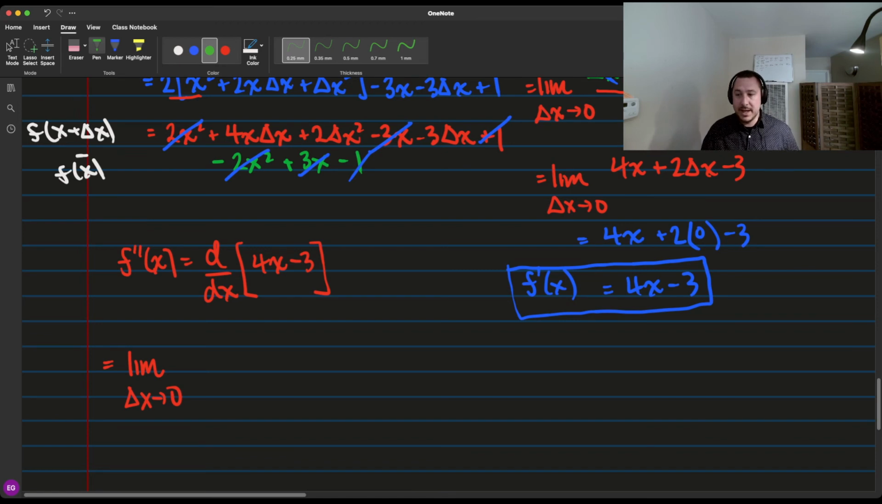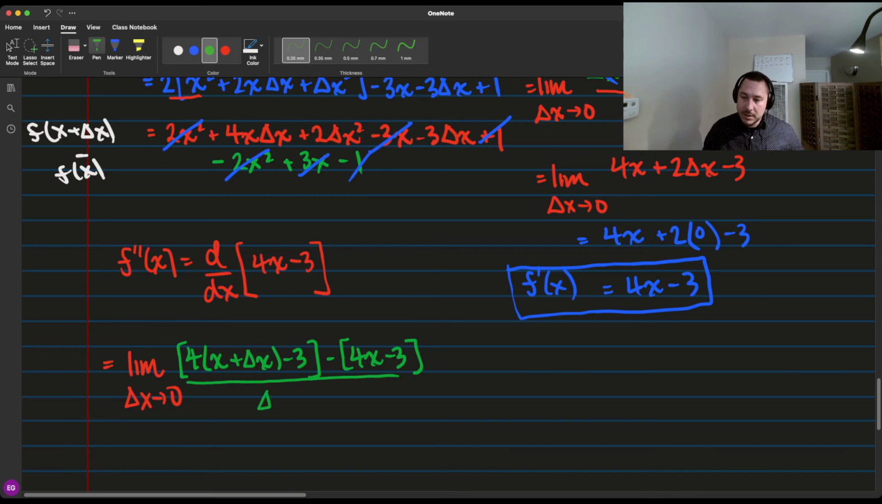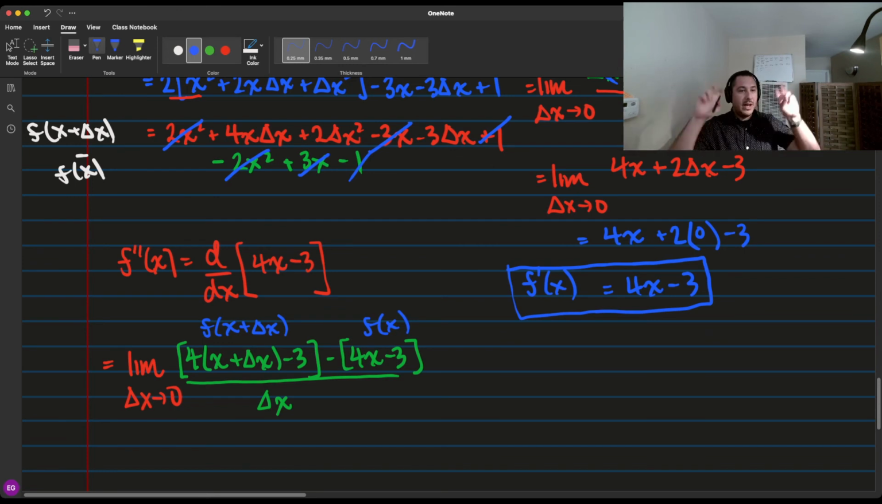f of x plus delta x, which is going to be 4 times x plus delta x minus 3. That's your f of x plus delta x, but the function you're dealing with is the derivative, 4x minus 3. Then you're going to subtract f of x, which is just 4x minus 3, and it'll all be over delta x. So this one right here is your f of x plus delta x. This one here is your f of x. My new f in this case is my derivative because I'm taking the derivative of that.